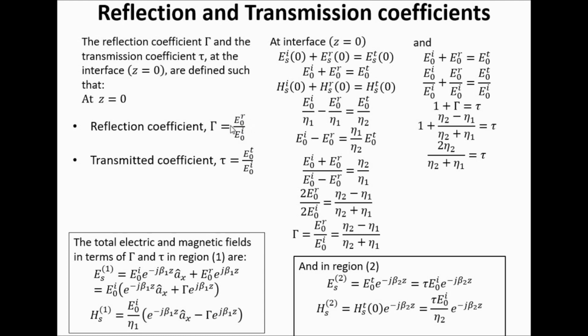Want to find the reflection coefficient using the magnetic field? Be careful that gamma will be negative H0R over H0I. But there is no formula for the transmission coefficient using the magnetic field. So we cannot use the magnetic field intensity to find the transmission coefficient.